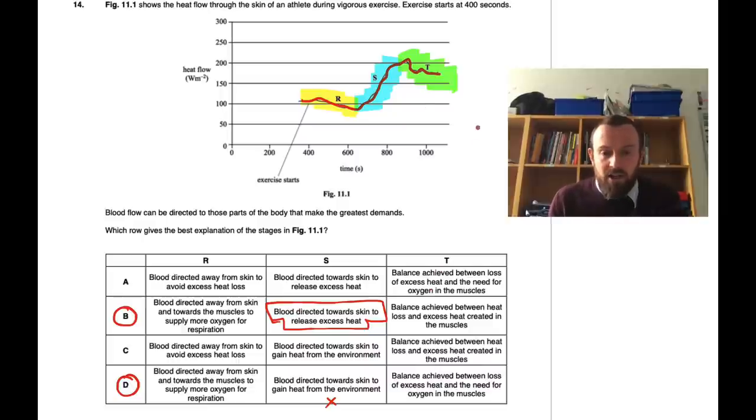And then T. Let's just double check this makes sense. Balance achieved between heat loss and excess heat created in the muscles. Yeah, pretty much. That's pretty good. It's fairly consistent heat flow. So yeah, B is correct, and that is the right answer.